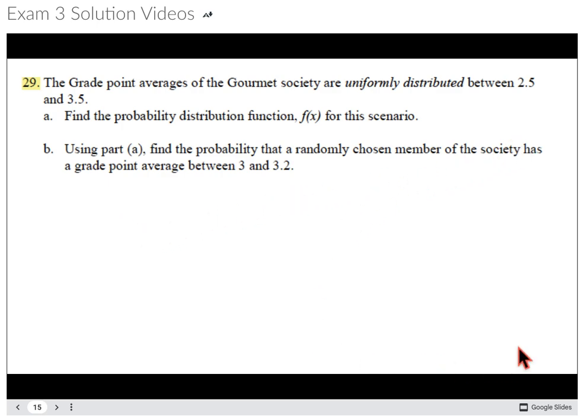Uniform distribution. So we have to remember what that means. Uniform means everything's equally likely. Think of it in terms of that. It's a level curve. So the fact that it's uniformly distributed between 2.5 and 3.5, so what that means, these were the grades. Here's 2.5, here's 3.5. It's uniformly distributed. There's equal probability, equal relative frequency of each of the grades in between here.